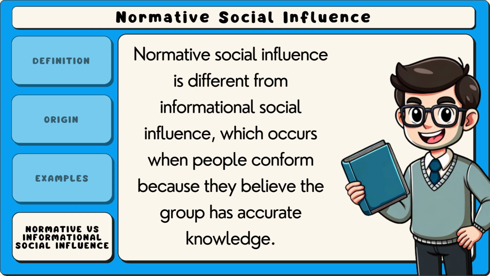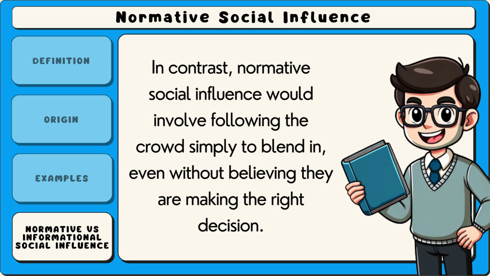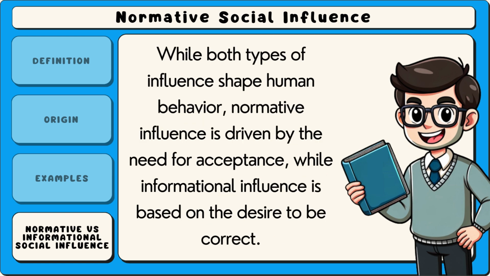Normative social influence is different from informational social influence, which occurs when people conform because they believe the group has accurate knowledge. For example, if a person follows a crowd in an unfamiliar city because they assume the locals know the correct way, this is informational social influence. In contrast, normative social influence would involve following the crowd simply to blend in, even without believing they are making the right decision. While both types of influence shape human behaviour, normative influence is driven by the need for acceptance, while informational influence is based on the desire to be correct.